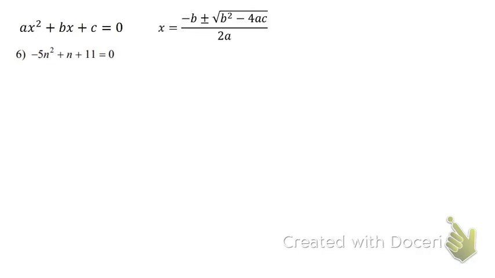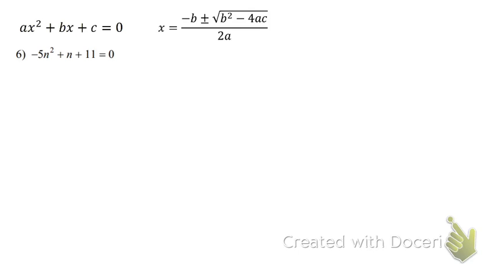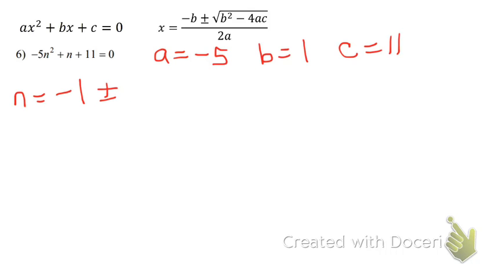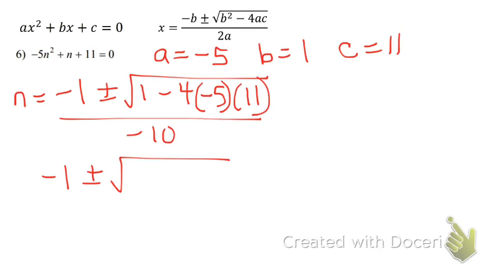Okay, last one. A equals negative 5. B equals 1 because there's no number in front of that n term. And C equals 11. So n equals negative B plus or minus the square root of B squared minus 4 times A times C all over 2 times A. Simplify under the radical. In my calculator, 1 minus 4 times negative 5 times 11 is a total of 221 all over negative 10.